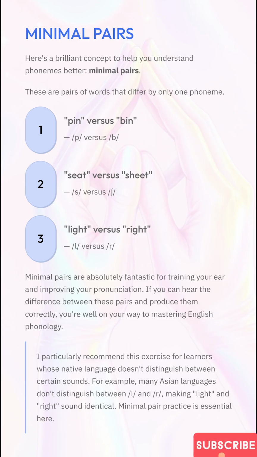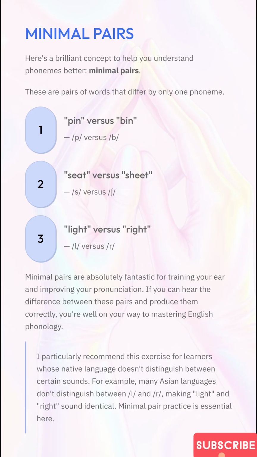Minimal pairs. Here's a brilliant concept to help you understand phonemes better. Minimal pairs. These are pairs of words that differ by only one phoneme. Let me give you some examples. The words pin and bin. The words seat and sheet. The words light and right. Minimal pairs are absolutely fantastic for training your ear and improving your pronunciation.